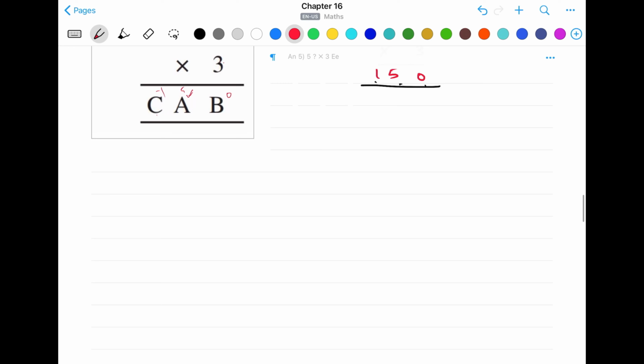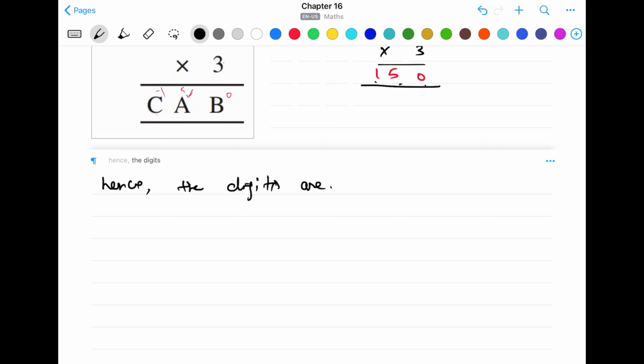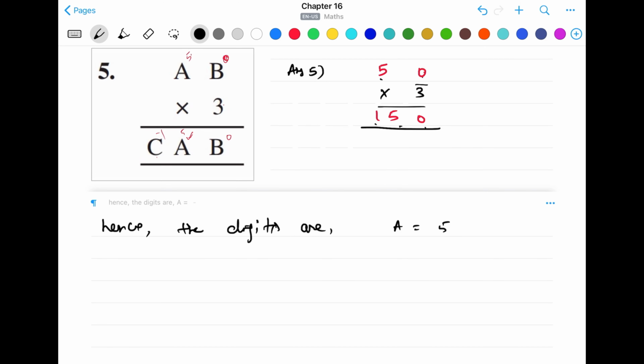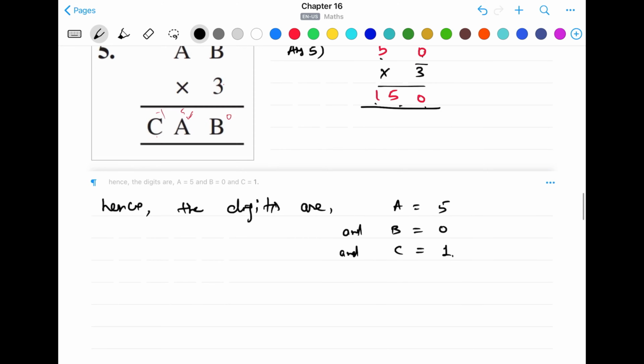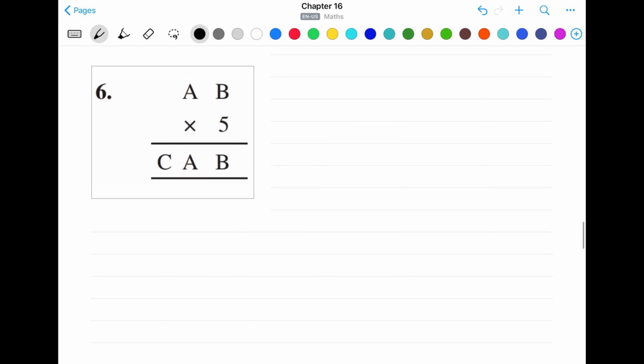Okay, so we'll write, hence the digits are A equals 5 and B equals 0 and C equals 1. So that's the answer. Now moving to the next one, question number 6.